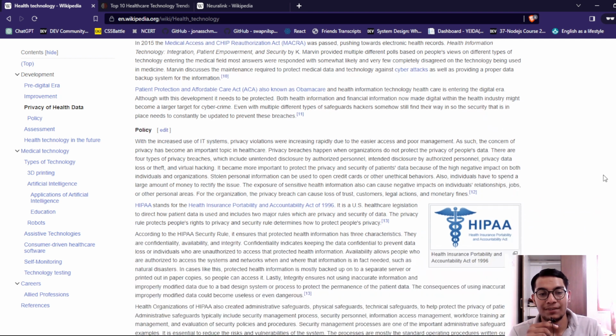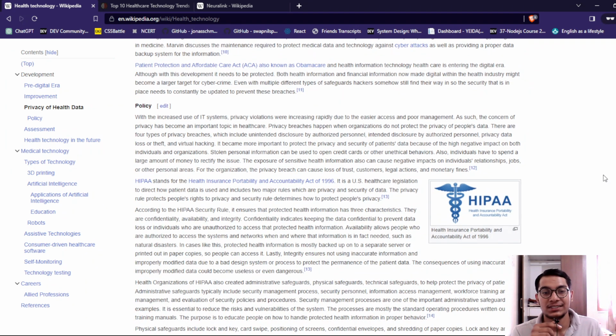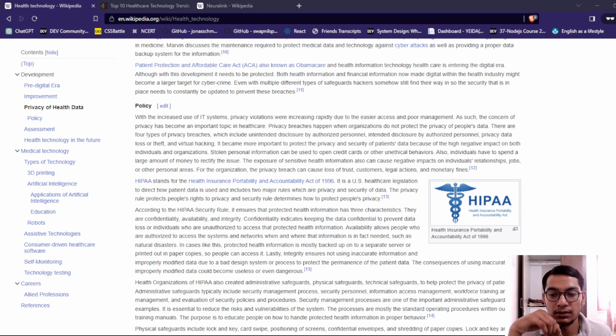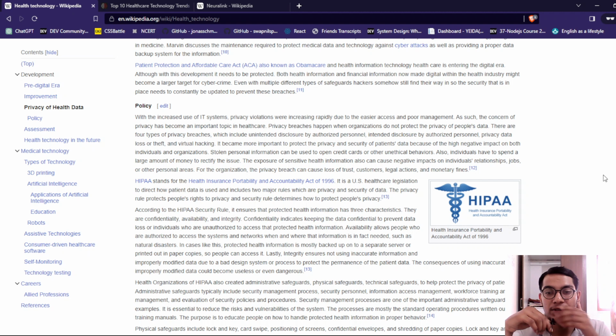With the increased use of IT systems, privacy violations were increasing rapidly due to the easier access and poor management. As such, there is concern about privacy, loss, or theft. With virtual hacking, it became more important to protect privacy, security, and data because of the high negative impact on both individuals and organizations.